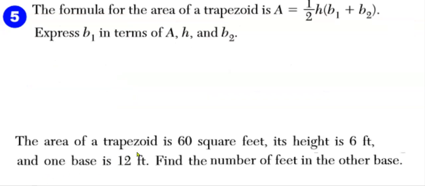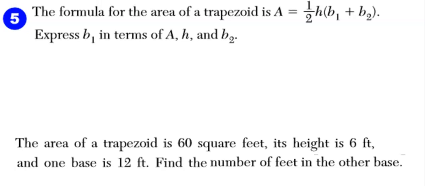The formula of the area of a trapezoid is shown here. It asks us to express b sub 1 in terms of a, h, and b sub 2. So in order to do that, I'm going to isolate this variable here. Since that variable is in a quantity, I need to get rid of everything that's outside that quantity.